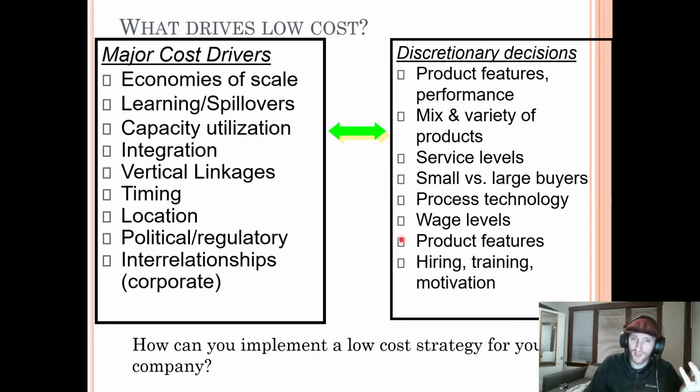But there's a lot of things that we can do at a product level or a firm level, with our own discretion, that could influence the low cost nature of our particular product. A good thought experiment to have is, how would you implement a low cost strategy for your company, given this particular information? Think about that for a bit, if you can.